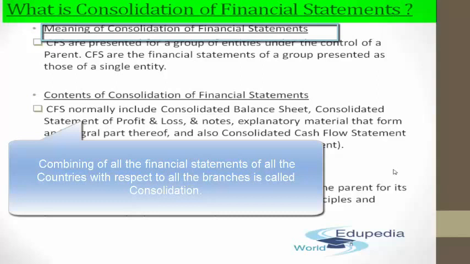This combining and summing up of all the financial statements of all the branches, of all the associates, of all the joint ventures into one. So that is what I call consolidation.